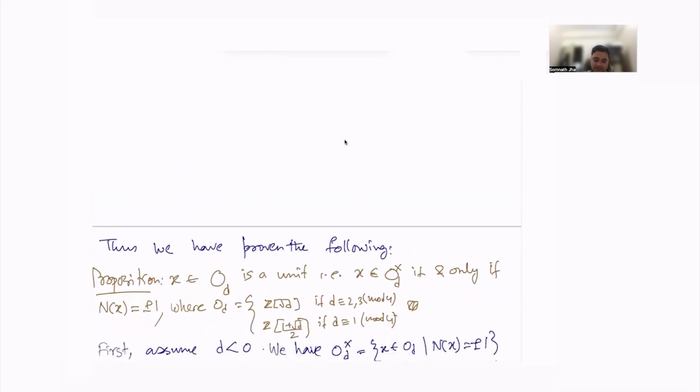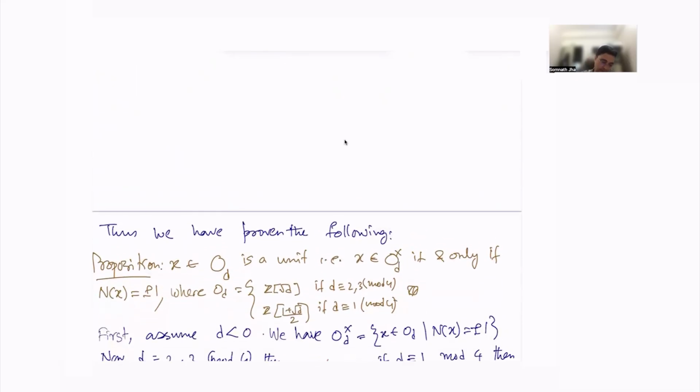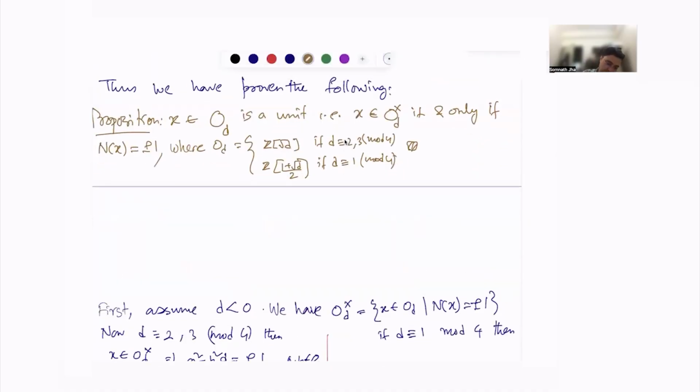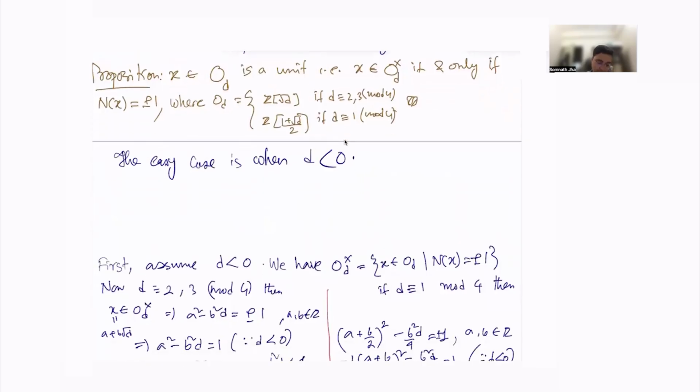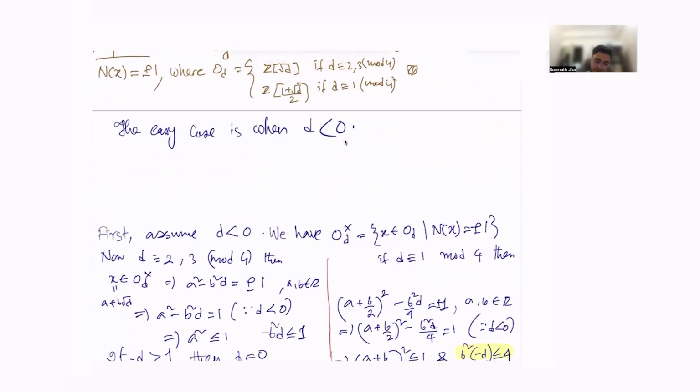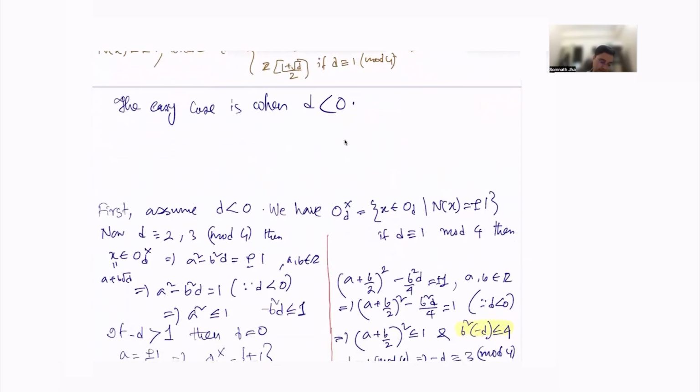So the easy case is d less than 0. Okay? Maybe I will put it here. So the easy case is when d is less than 0. So let us deal with that. First assume d is less than 0, then O_D star is the set of elements such that norm x is plus minus 1. But let's again, among that, take d equal to 2 or 3 mod 4. Okay.